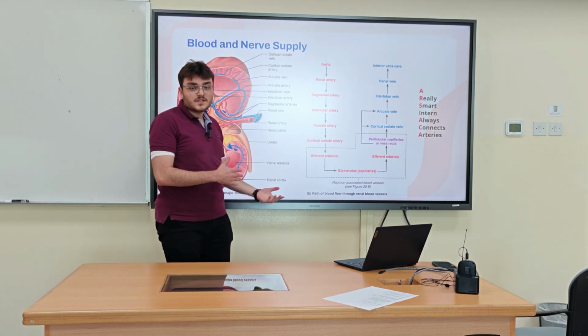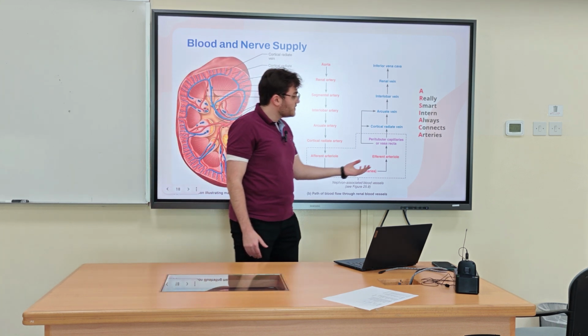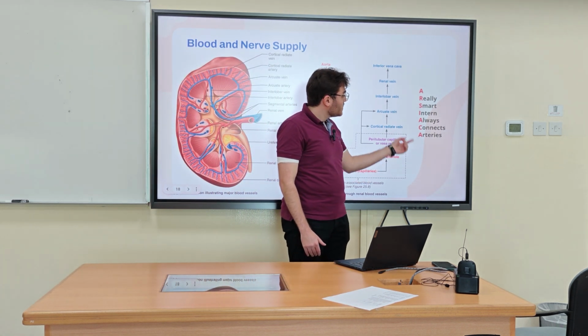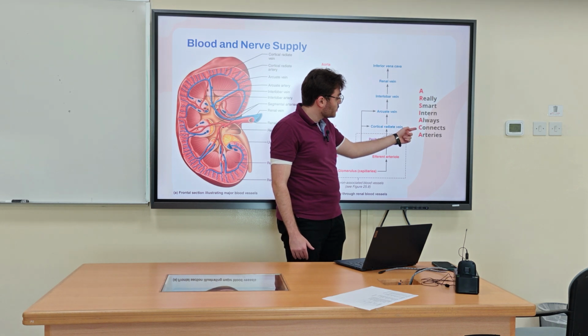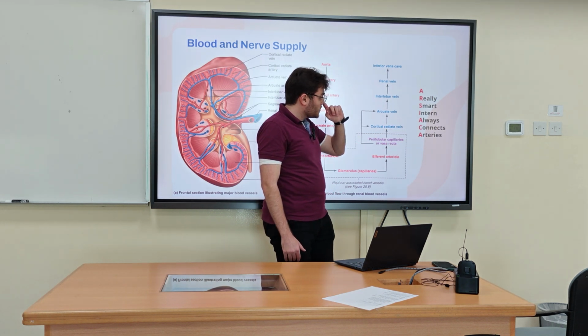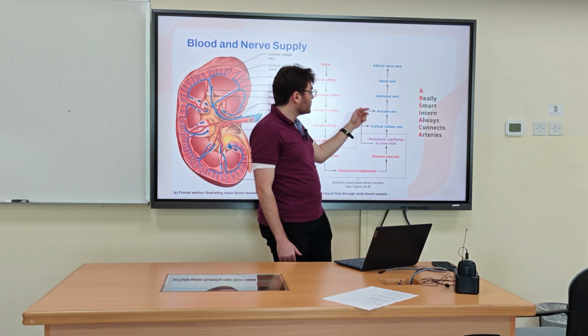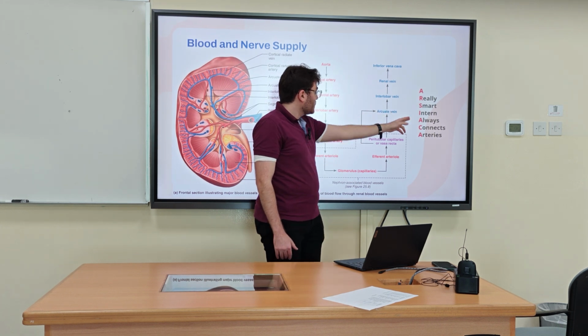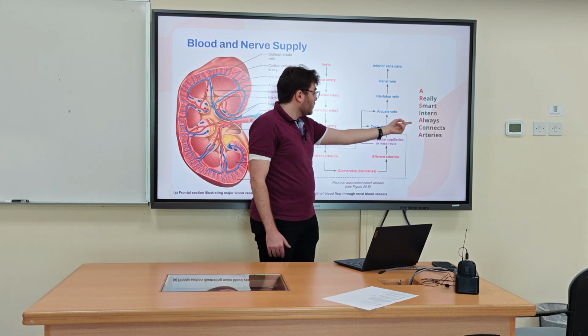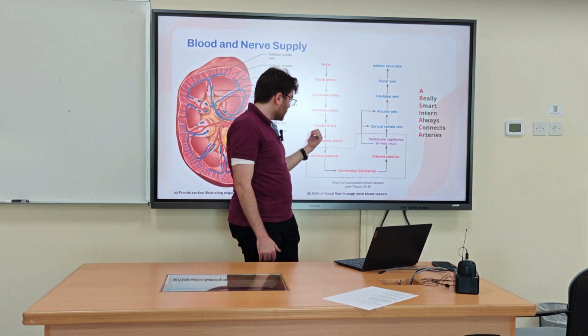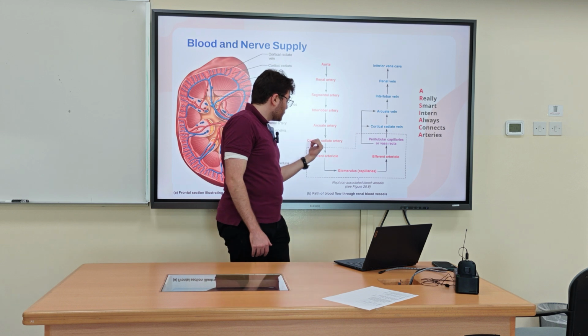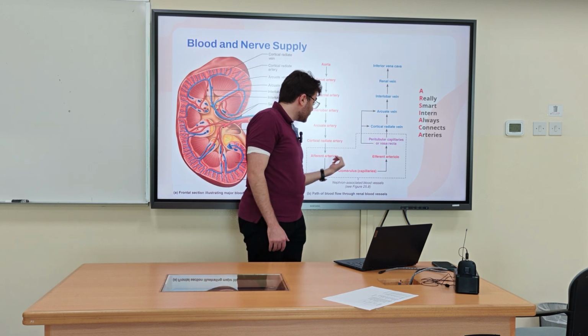This might be a little bit hard to memorize, so we have this amazing mnemonic: A Really Smart Intern Always Connects Arteries. A corresponds to the aorta, R to the renal artery, S for segmental, I for interlobar, A for arcuate, C for cortical radiate, and A for the afferent arteriole.